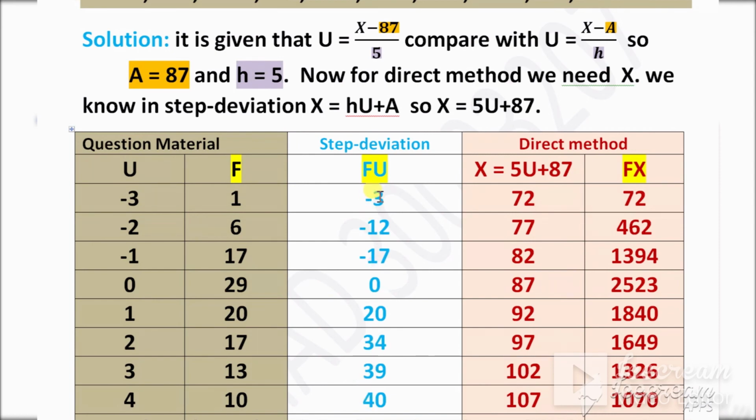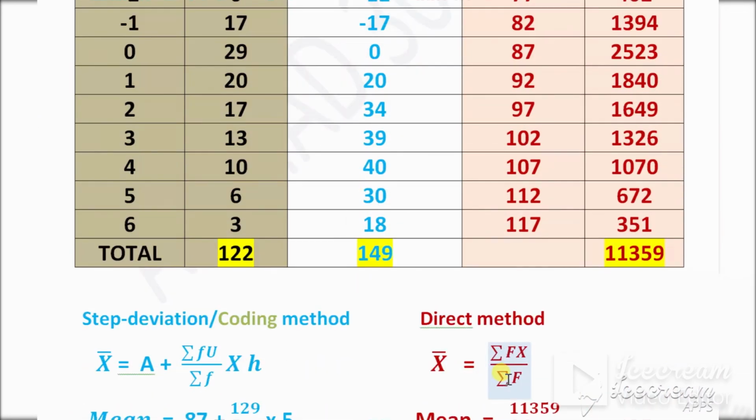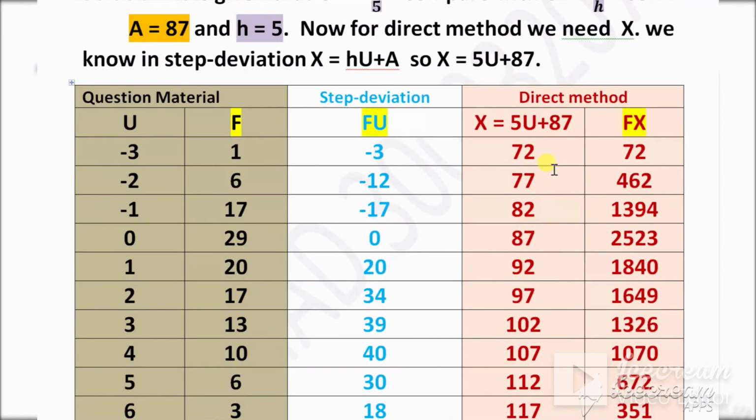Now this one is the direct method. We have to fulfill the requirement of the direct method, which is summation fx divided by summation f. So first find x, then multiply the value of x with f. Look, these two columns are used for the direct method, and this one column is used for the step deviation method. I have mentioned it here. Now how to find x? I already made it clear here.